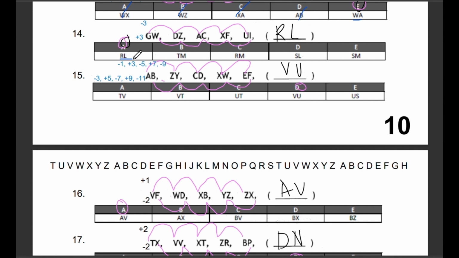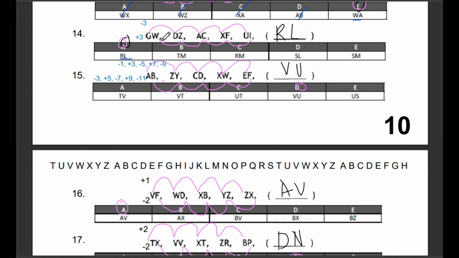So how did we get there? Let's start with the first letters again. We notice that G goes back 3 places to D, goes back 3 places to A, goes back 3 places to X. Remember, we wrap around the alphabet. X goes back 3 places to U, so U minus 3 is R. Now for the second letters. W goes forward 3 to Z, goes forward 3 to C, goes forward 3 to F, goes forward 3 to I, so I plus 3 is L. This makes RL option A.